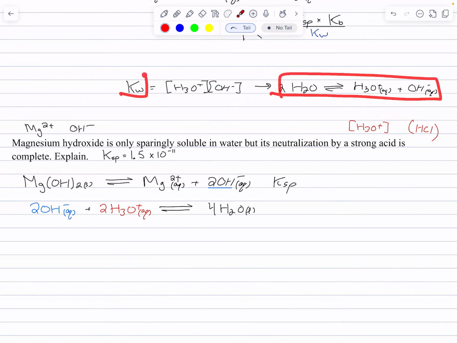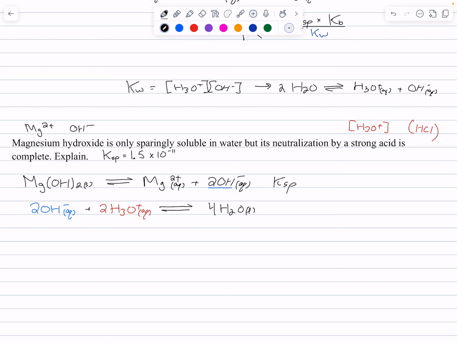And so this reaction up here has this K value. We are inverting it, so it's 1 over K, and then there's 2, 1, 1. We have 2, 2, 4. So we've got to square K. So this happens to be 1 over KW squared.